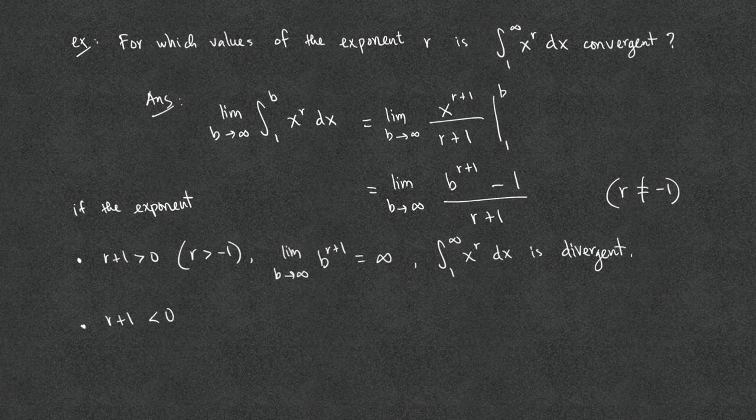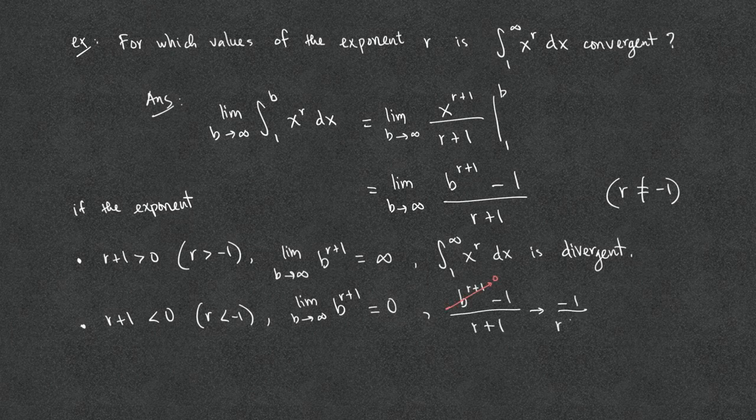If the exponent r plus 1 is negative, or r is less than negative 1, then the limit of the term b to the r plus 1 goes to 0 as b goes to infinity. It is because the exponent of this positive number b is negative. But if the term goes to 0, then the limit of the integral is negative 1 over r plus 1, where r is less than negative 1. This number is a finite number, so the integral is convergent.